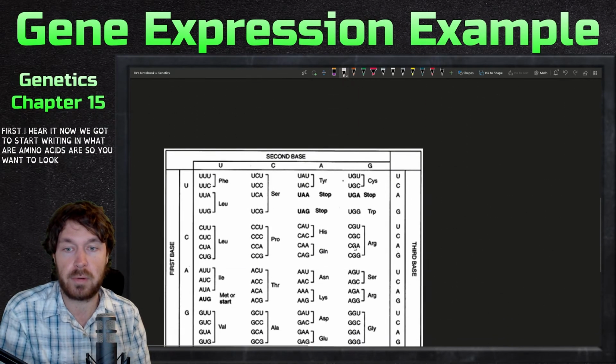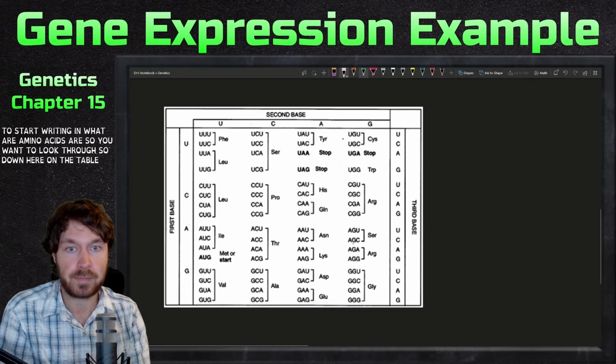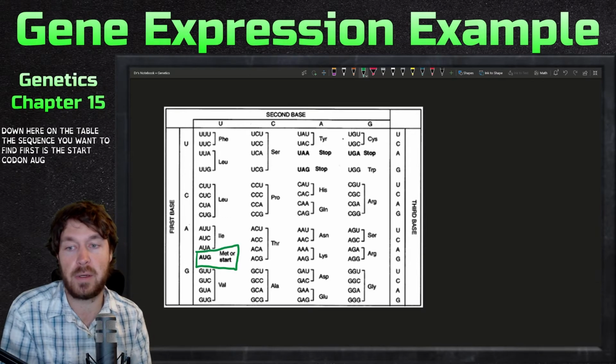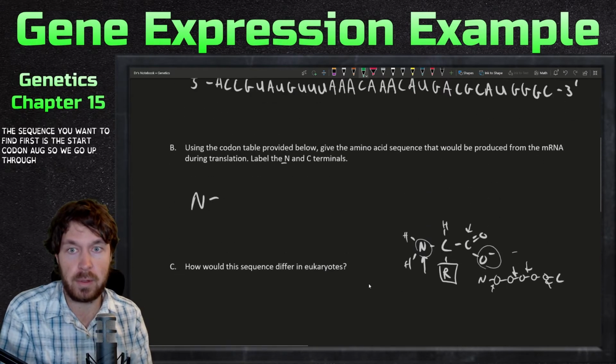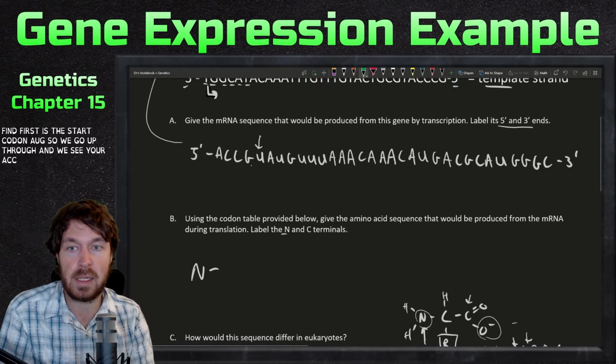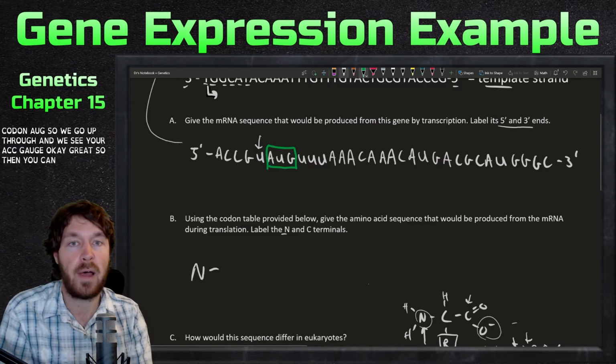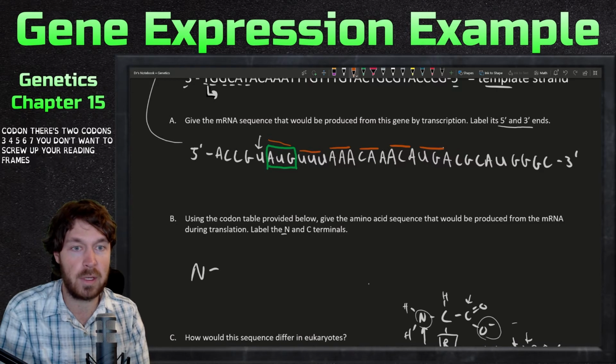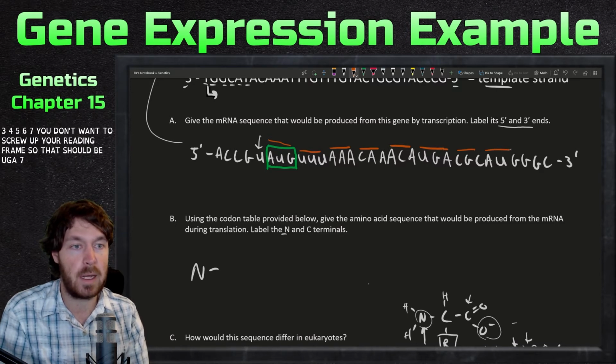So you want to look through. Down here on the table, the sequence you want to find first is the start codon, AUG. So we go up through and we see ACC, GUA. Oh, there it is, AUG. Right there's our start codon. Okay, great. So then you can highlight the order. There's one codon, two codons, 3, 4, 5, 6, 7. Oh, you don't want to screw up your reading frame, so this should be UGA, 7, 8, 9.